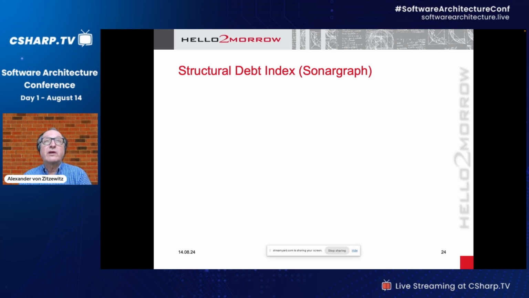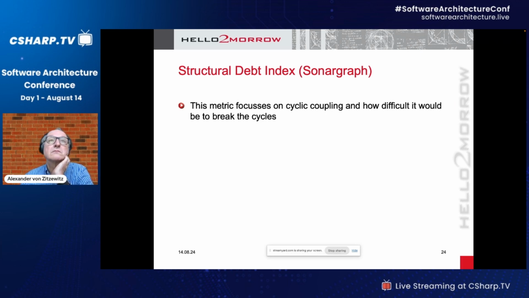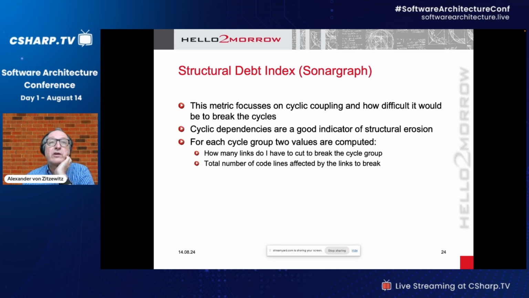Structural depth index is kind of the other side of the coin. There we try to answer the question, how difficult would it be to break up a cycle? And so we run a graph algorithm over the cycle groups. And for each cycle group, we compute two values. First of all, we find out how many links we have to cut to break the cycle group. And then for each link, we look at the weight of the link.